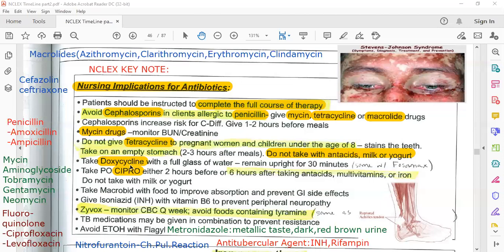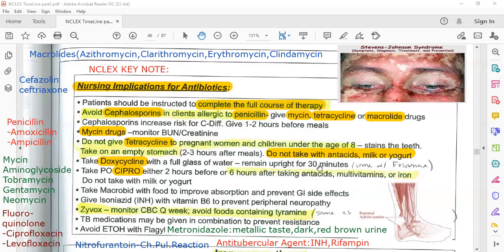And tetracycline, do not give if the patient is pregnant. And also keep in mind here, take on an empty stomach. And do not take with antacid, do not take with milk, do not take with yogurt. Doxycycline is better taken with a full glass of water, and remain upright for 30 minutes.